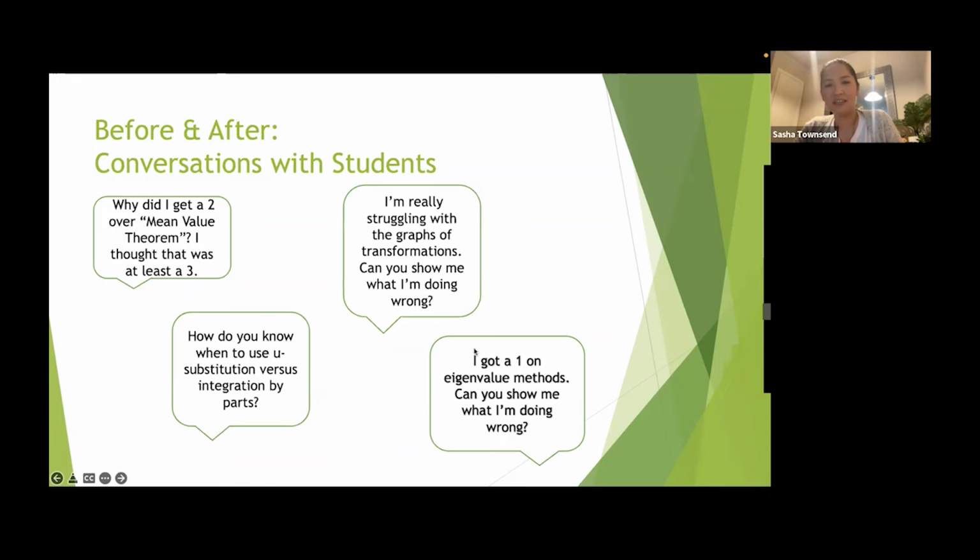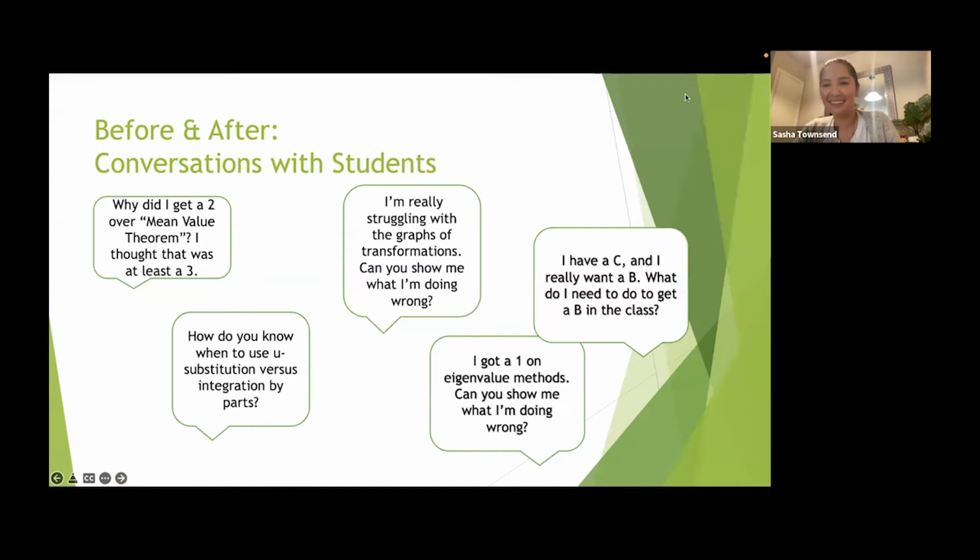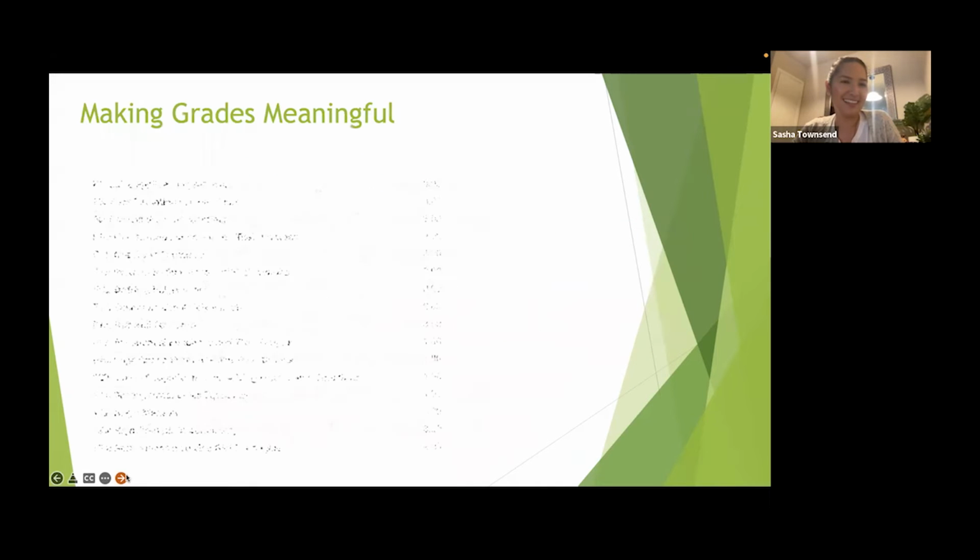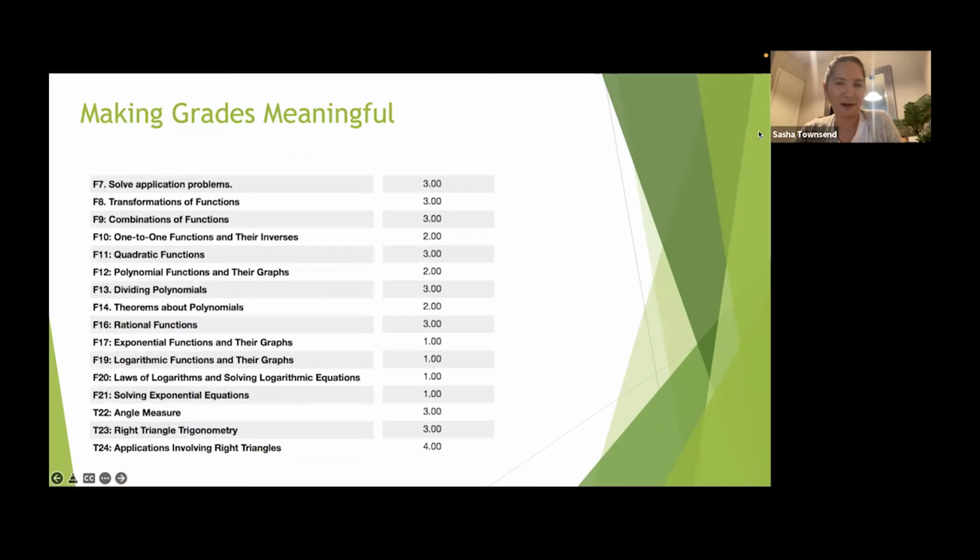The good thing about SBG is they are giving grades for all of these individual topics. And when they're giving grades for these topics, then they start asking about the topics themselves, as opposed to saying, how many points do I need to get a grade in the class? Now, sometimes they still will say, I really want a C, or I have a C, but I want a B. What can I do to get a B in the class? But when they ask that, you can shift the conversation to talk about what they need to know. And this will be the last thing I talk about before our break.